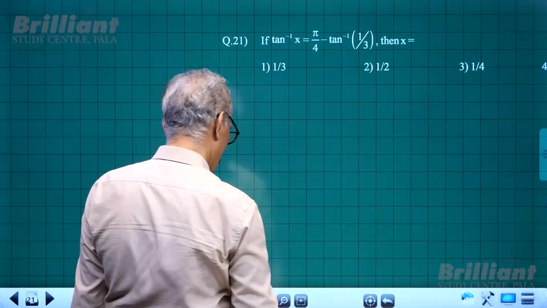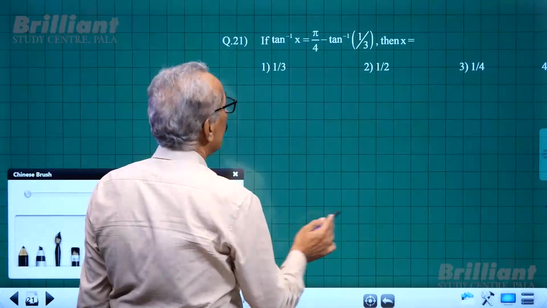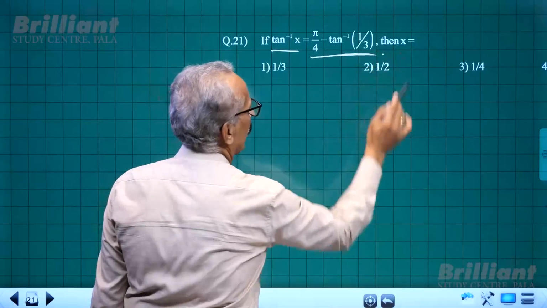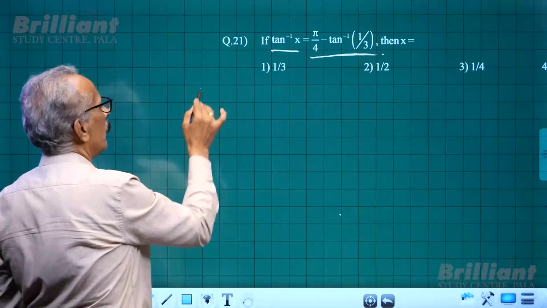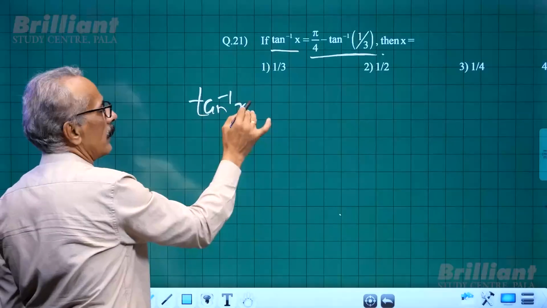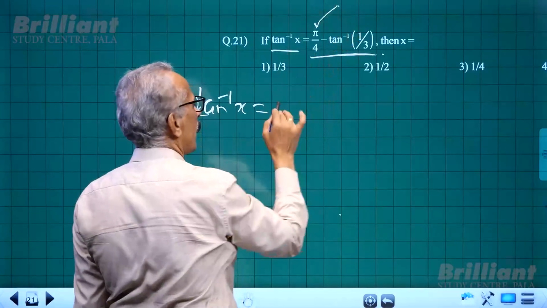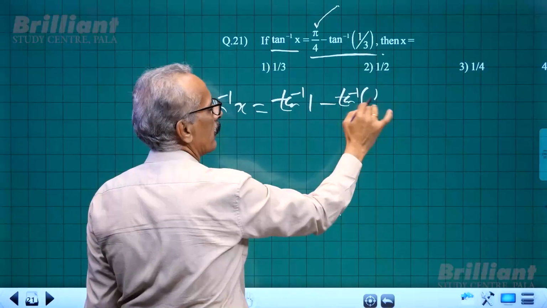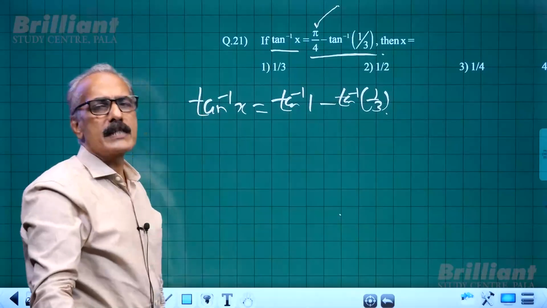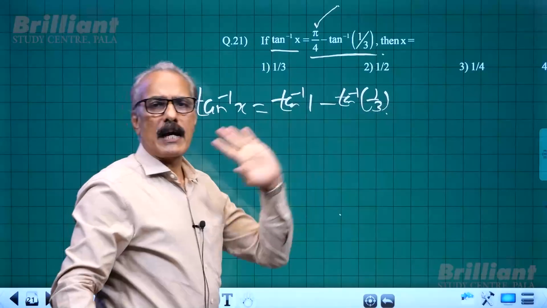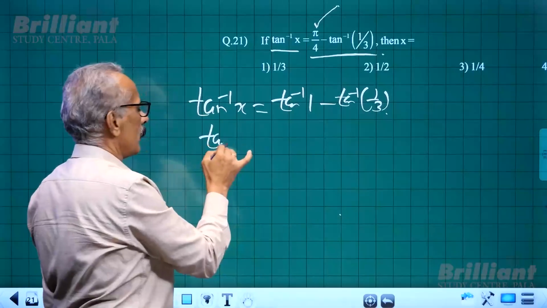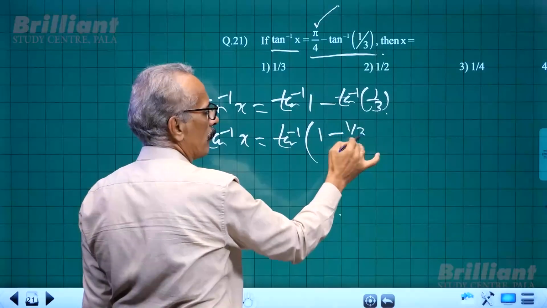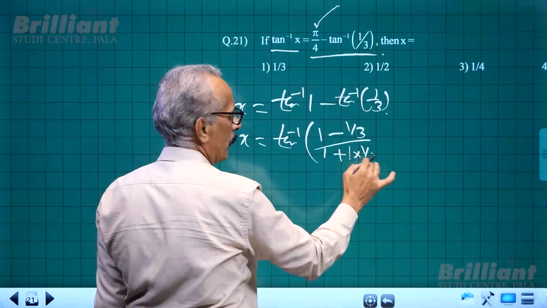Well, we'll calculate. Now you have tan inverse x equal to pi by 4 minus this. So the easiest method, look. This pi by 4 I write as tan inverse 1 minus tan inverse of 1 by 3, since pi by 4 means tan inverse 1. Using the tan inverse x minus tan inverse y formula, tan inverse x is equal to tan inverse of (1 minus 1 by 3) by (1 plus 1 into 1 by 3).